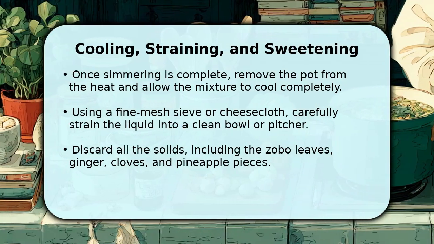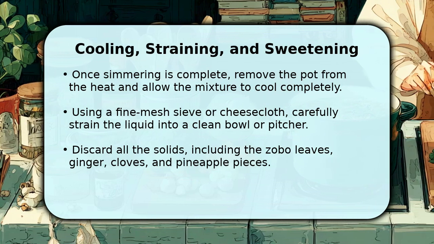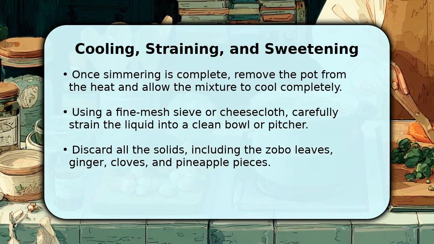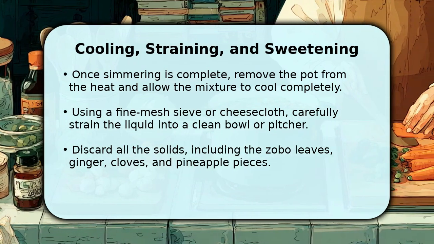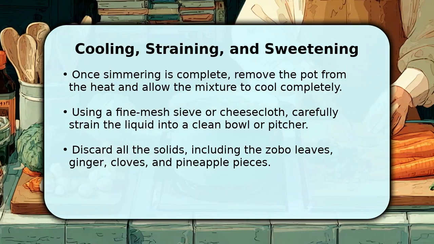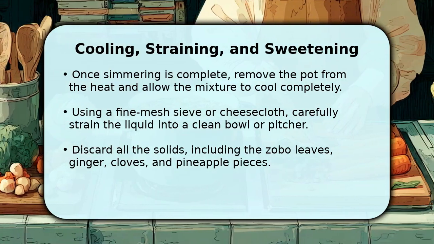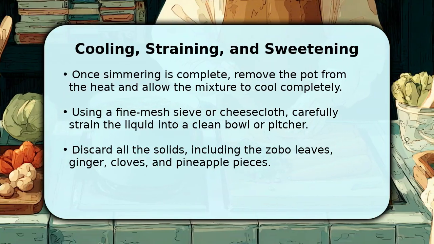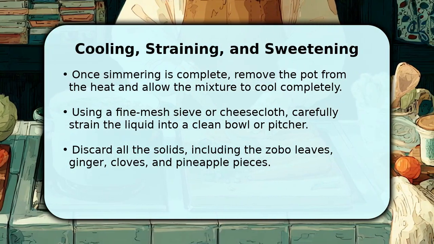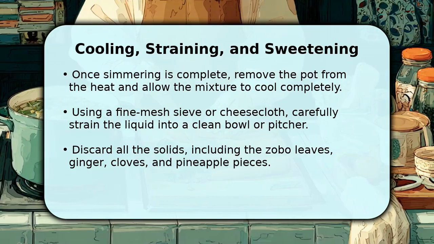Next, carefully strain the liquid using a fine mesh sieve or a clean cheesecloth into a large, clean pitcher or bowl. Discard all the solids, you only want the vibrant liquid. Now, add your desired sweetener, perhaps a half cup of sugar or some honey, stirring well until it completely dissolves into the Zobo.